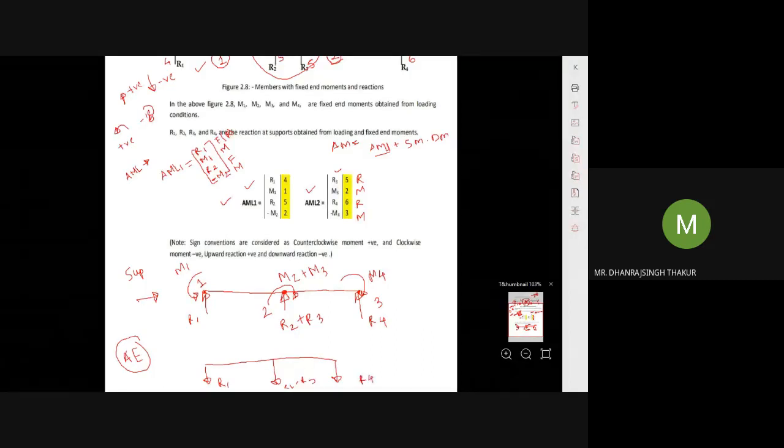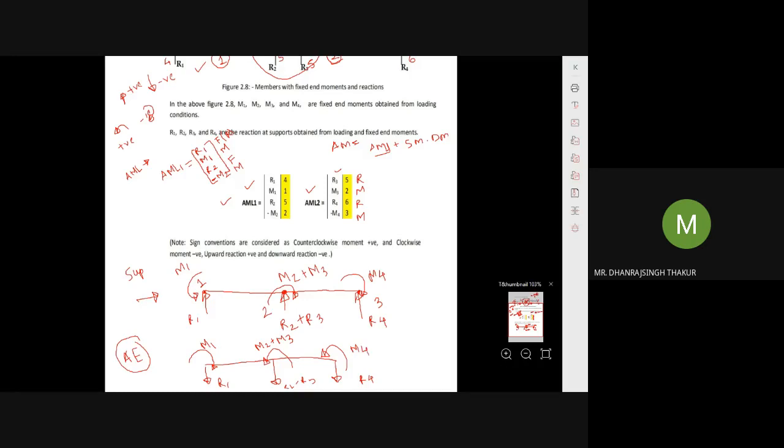Now M1, the moment, was anti-clockwise. Show it in the opposite direction, so it is clockwise. M2 plus M3 was a clockwise moment, show it in the opposite direction. That will be anti-clockwise. M2 plus M3, and here the clockwise moment, show it in the anti-clockwise.